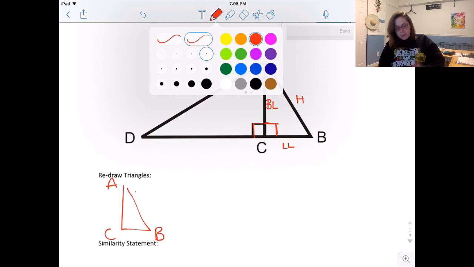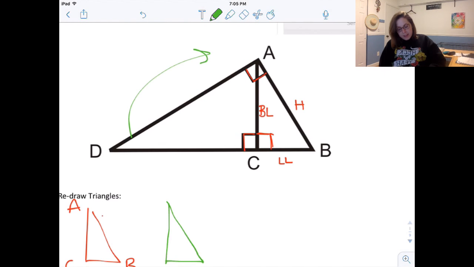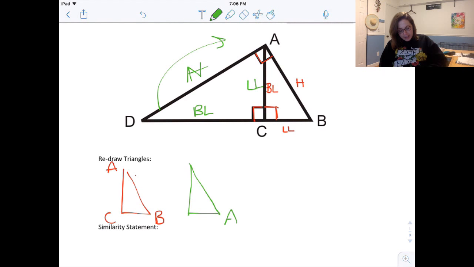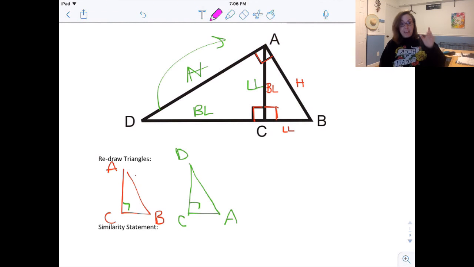Now let's do the medium triangle. If I draw it oriented the same way, I would be rotating this around, right? This is now the little leg, this is the big leg, and this is the hypotenuse. So my little leg is AC, C is my right angle, and then D is my top. Okay, so again, right angle, right angle. And now let's look at the big triangle.